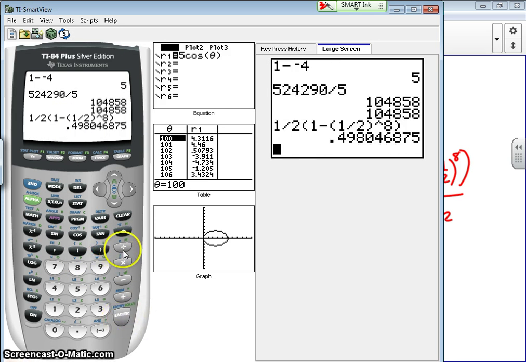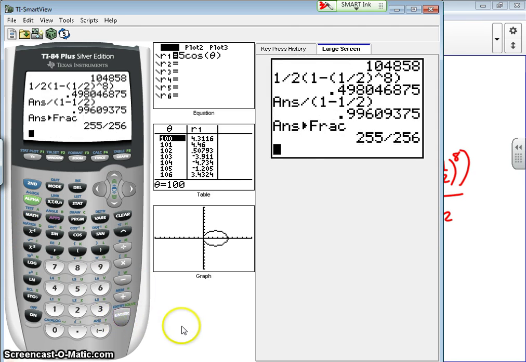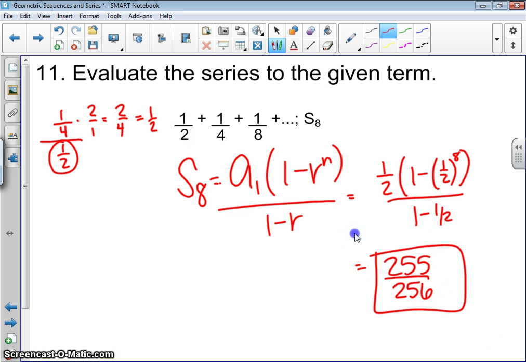That's the top part, and then you can get that and then divide it by 1 minus 1/2, and so I would get that. And then they're never going to leave it like that. You math fraction it. You should end up getting this 255 over 256. So the sum should be 255 over 256, and that's how you'll see them leave that. And think about it, it should make sense that this is going to be a fraction, since all of the terms that we're adding up are going to be a fraction.